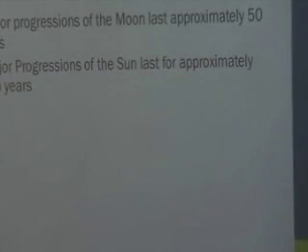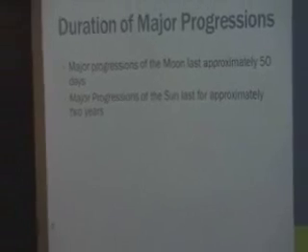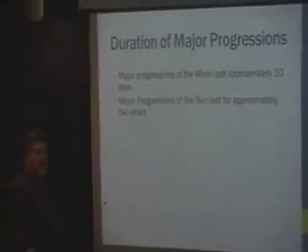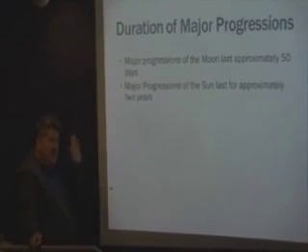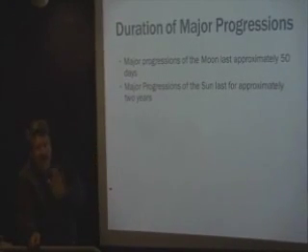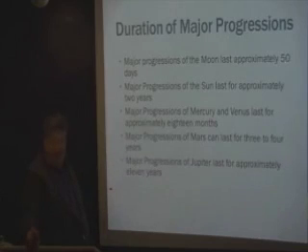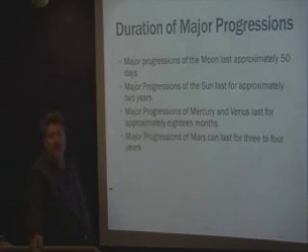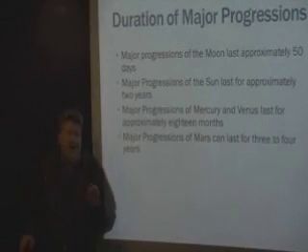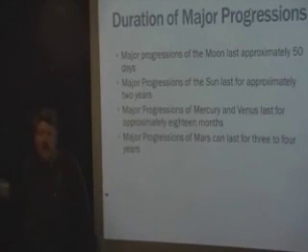All right, some things to know. Major progressions of the moon last approximately 50 days. A progression of the sun lasts for 2 years. It's a year it enters, it takes a year to reach perfect, and then it takes a year to leave. Mercury and Venus are approximately 18 months. Now again, if they go retrograde during that time period, it all changes. But 9 months into perfect aspect, 9 months leaving. The Mars aspects can last up to 3 or 4 years, depending on the speed that Mars is moving by progression in the chart.